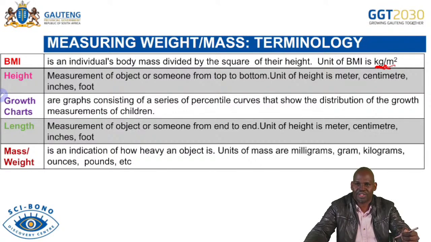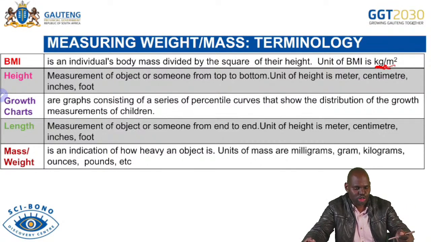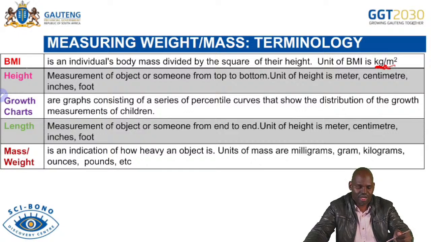And then height. There should be something that comes into your mind when you hear the word height, the way you understand it. But the expectation is your definition should be the measurement of an object or someone. In other words, we're looking at the measurement of an object or someone from top to bottom. The unit of height is always in meters, centimeters, inches, foot, and so on.